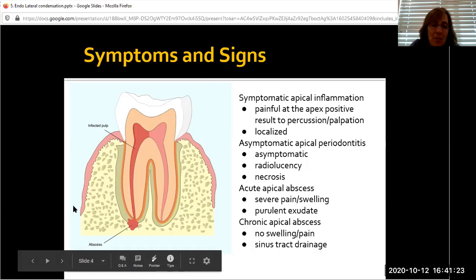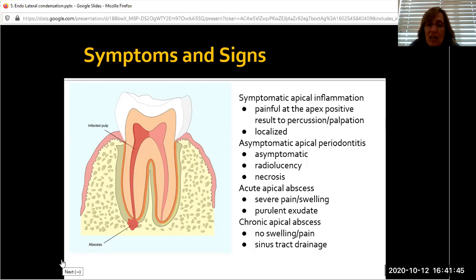At the same time, if you press along the bone area here in the vestibule where there is an ongoing infection, the patient also will say affirmative, that is what is being problematic to them. So if that is the condition, it's called symptomatic apical inflammation.